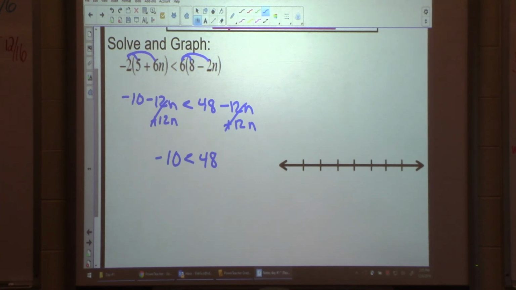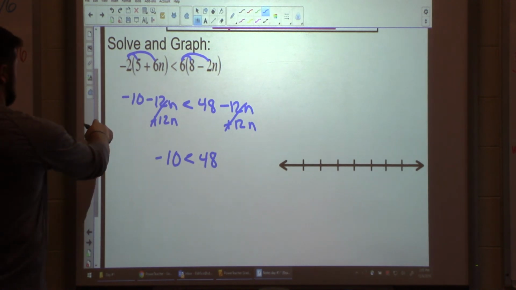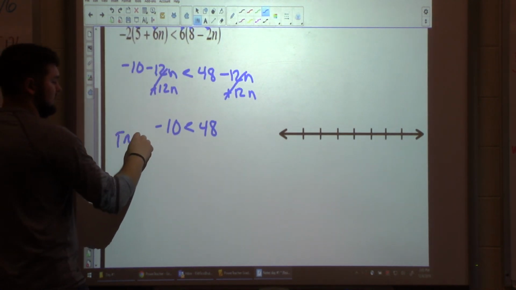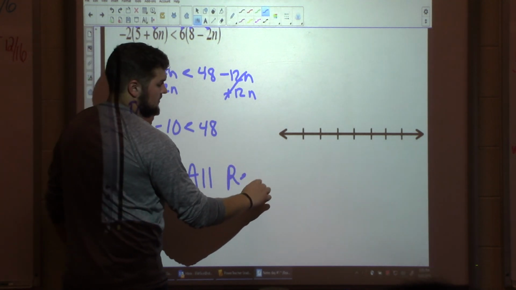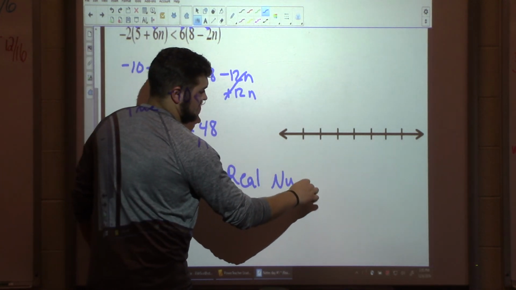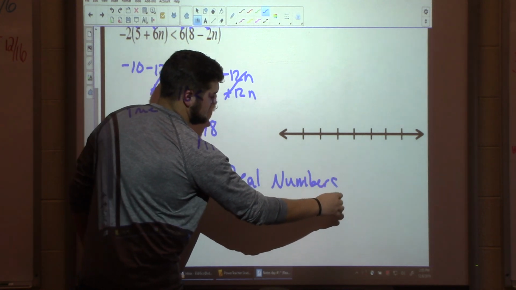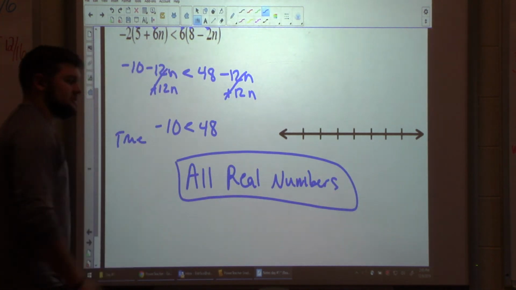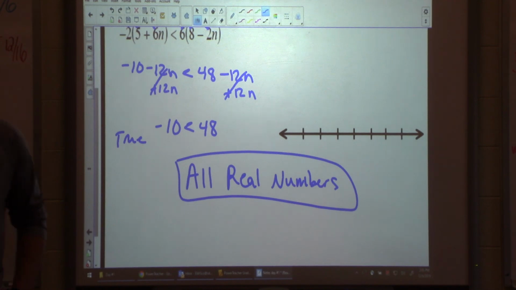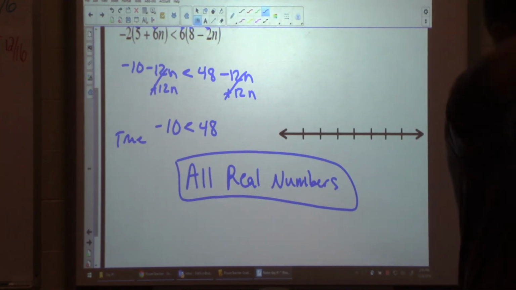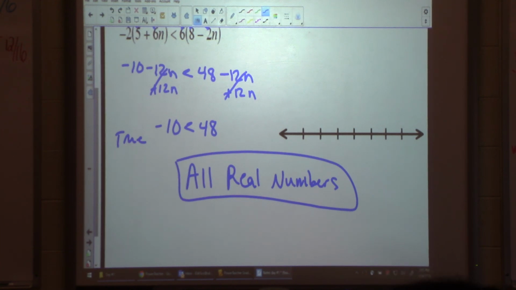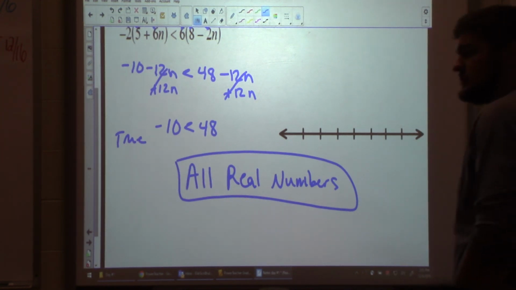Is that a true statement? Is negative 10 less than 48? Yes. Because it is a true statement, my answer will be all real numbers. Or all solutions I would accept as well. Because no matter what number you plug in for n, it is going to work. You can pick any number you can think of. Plug it in for n, it'll be a true statement.